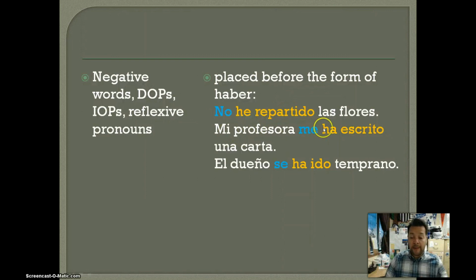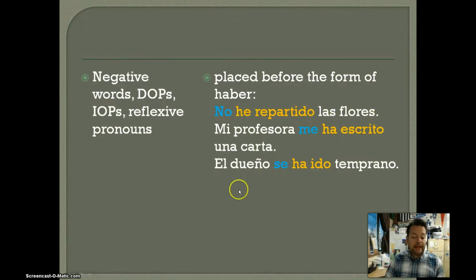Mi profesora me ha escrito una carta. Alright, so my professor, she's written me a letter. But notice that I am going to be the recipient of this, so the pronoun me goes before the present perfect form of haber here, which is ella ha. Alright, because I'm talking about my professor. Okay, she, ella, ha. And then escrito, of course, is the past participle of escribir. All right. So mi profesora me ha escrito una carta.